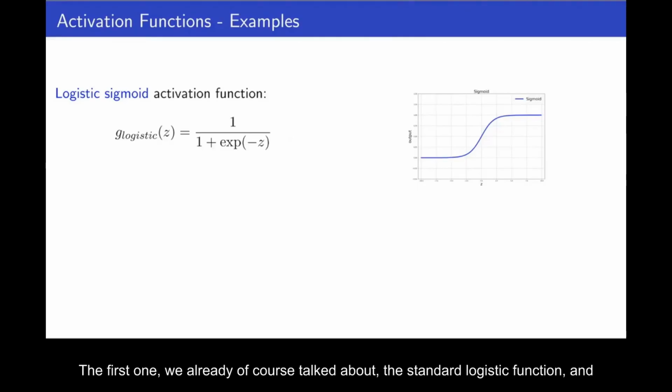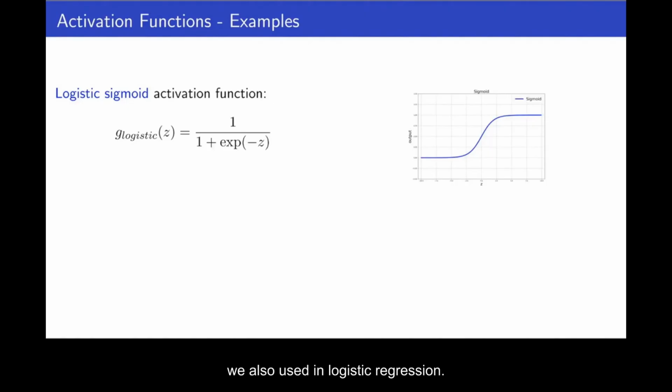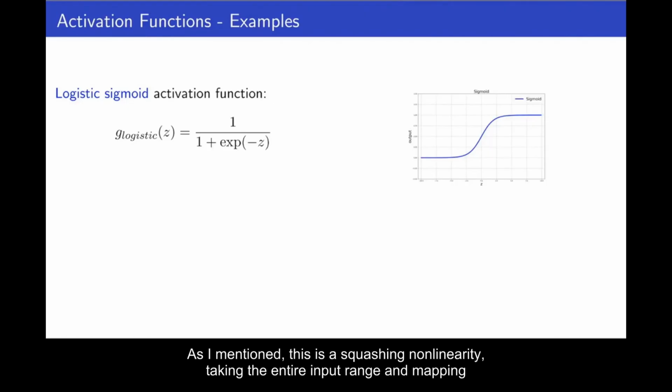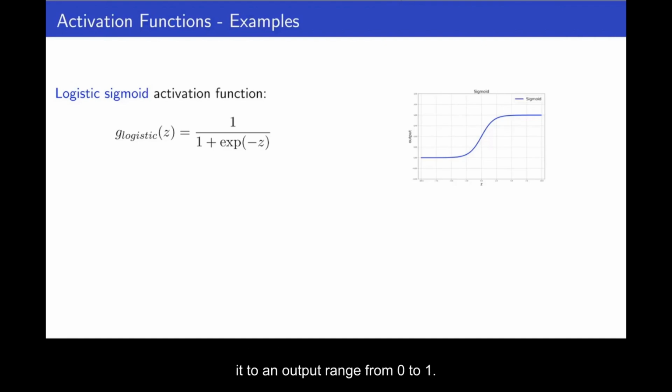The first one we already, of course, talked about, the standard logistic function that we also used in logistic regression. As I mentioned, this is a squashing nonlinearity, taking the entire input range and mapping it to an output range from 0 to 1.